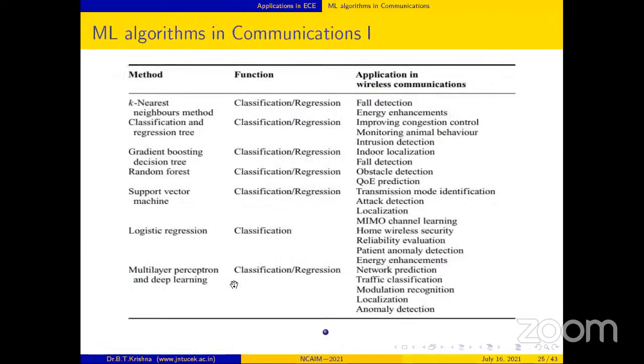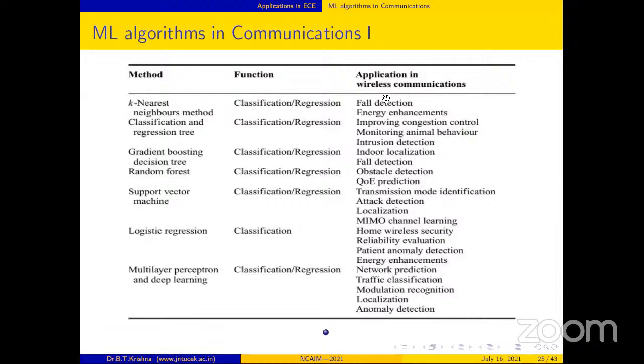So now let us go to communication engineering. In communication engineering, these are the methods: k nearest neighbor, classification methods, support vector machine, logistic regression, multi-layer perceptron, which means artificial neural networks. Deep learning is nothing but ML with big data, that means a large data set. Like that, these are some of the methods, and this is the basic function: classification or regression. That means this research, whether it is supervised learning or unsupervised learning.